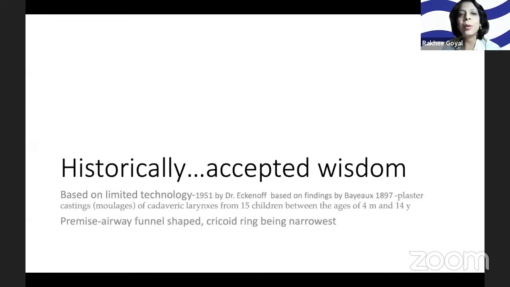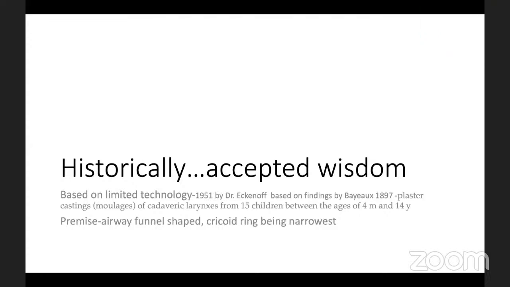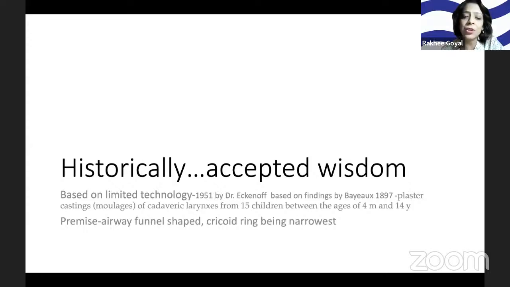Now, I'll just go through some of the points which would tell you why I made that choice. We all know that historically, the accepted wisdom was to use uncuffed tubes till about 8 years of age. The funny part is that it was based on very limited technology, in 1897 by Bayeux, where plaster of Paris castings, the moulages of cadaveric larynx, were used, and just in 15 children, where the age was from 4 months to 14 years. Based on this, the concept that the pediatric larynx is funnel-shaped and the narrowest part is the cricoid was the basis. And it kept getting replicated. This concept went on for years and decades.